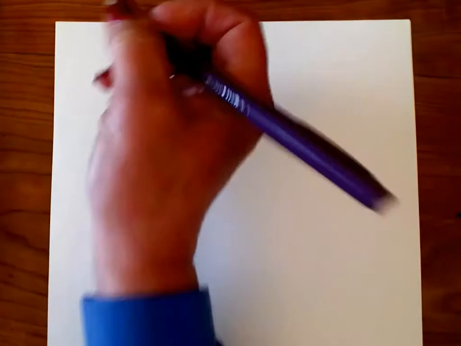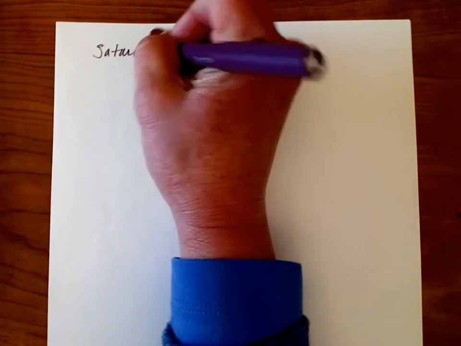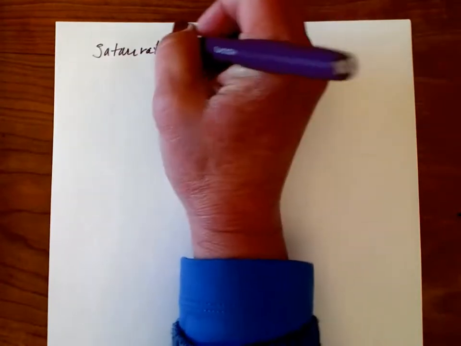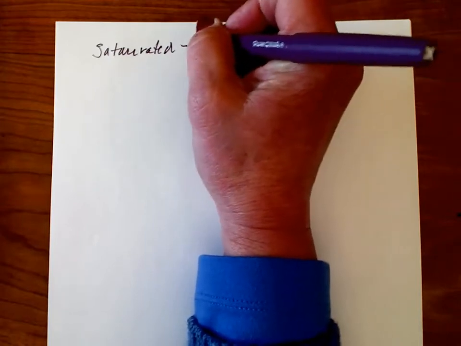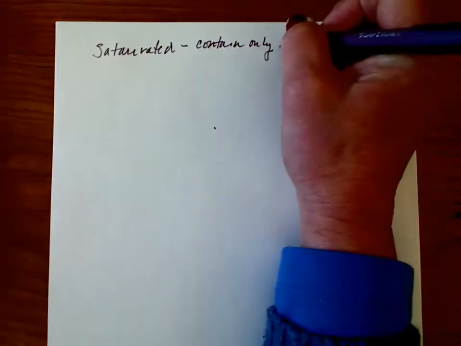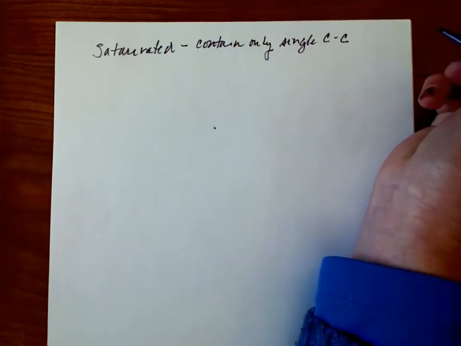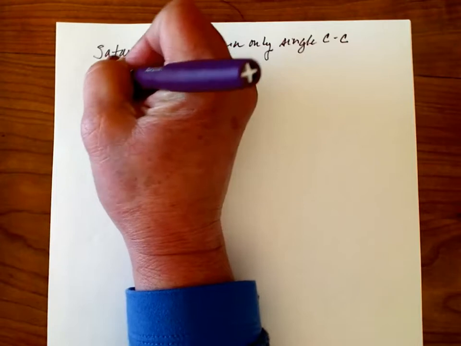So, now we're going to talk about the two classes of lipids, saturated versus unsaturated. All right, so saturated lipids or fatty acids, as you know, contain only single carbon-to-carbon bonds, or single CC bonds. And let's take a look at myristic acid.